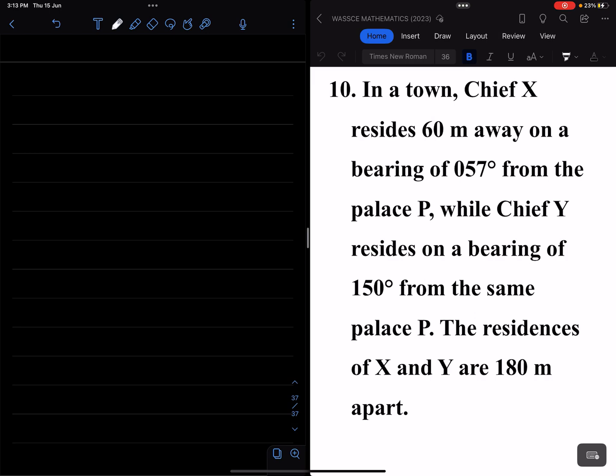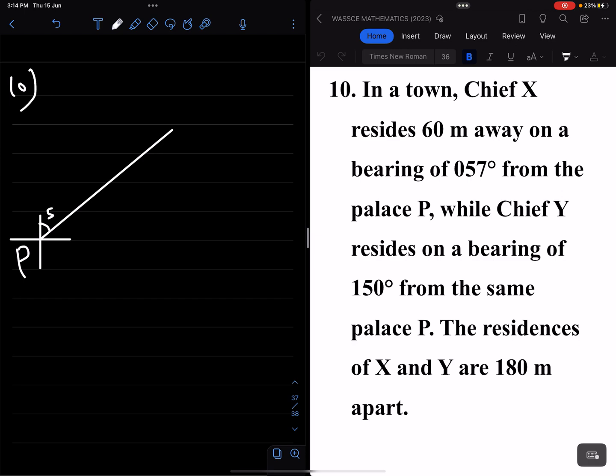Now let's go straight to the next, and that's number 10. In a town, Chief X resides 60 meters away on a bearing of 57 degrees from the palace P. Let this be the palace. If this is the palace, that's P. Chief X is 60 meters away on a bearing of 57 degrees. Let this be 57 degrees.